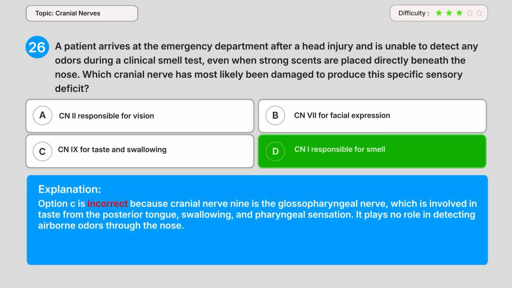Option C is incorrect because cranial nerve 9 is the glossopharyngeal nerve, which is involved in taste from the posterior tongue, swallowing, and pharyngeal sensation. It plays no role in detecting airborne odours through the nose.